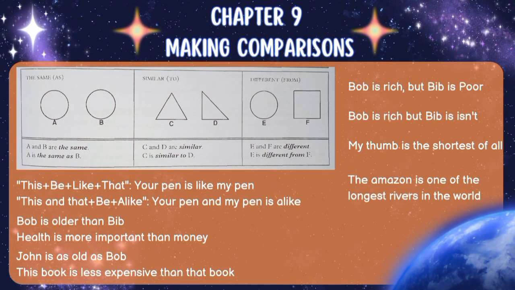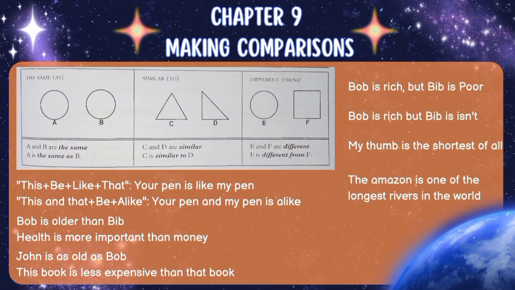Chapter 9. Making comparisons. Comparisons using the same as, similar to, and different from. For example, A and B are the same. A is the same as B. C and D are similar. C is similar to D. E and F are different. E is different from F.